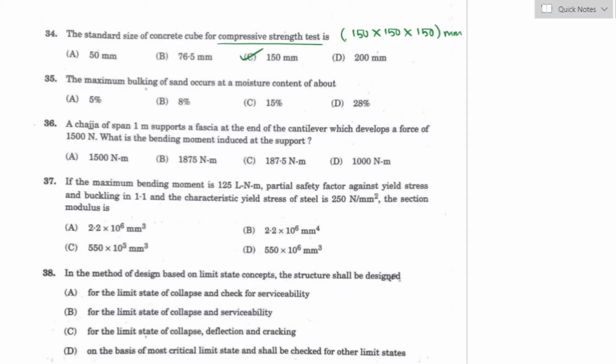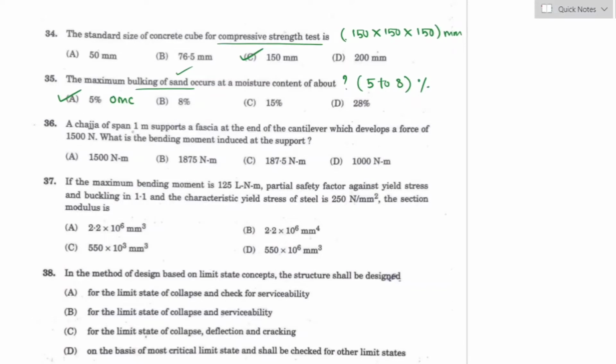Question number 35. The maximum bulking of sand occurs at a moisture content of about. The increase in volume of the sand due to an increase in moisture content is called bulking of the sand, and it is usually ranging between 5 to 8%. So most commonly the optimum moisture content will be taken as 5%. Option A is the right answer.